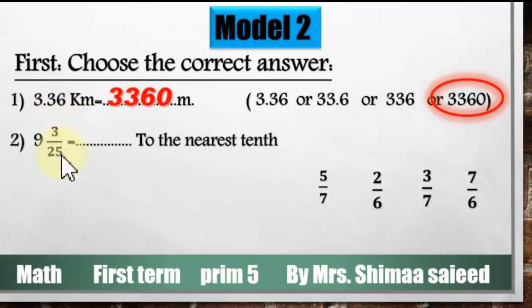9 and 3 over 25 equals, to the nearest tenth. We convert this number to a decimal number. We will multiply 3 by 4 and 25 by 4. So this number is 9.12. 9.12 to the nearest tenth equals 9.1.